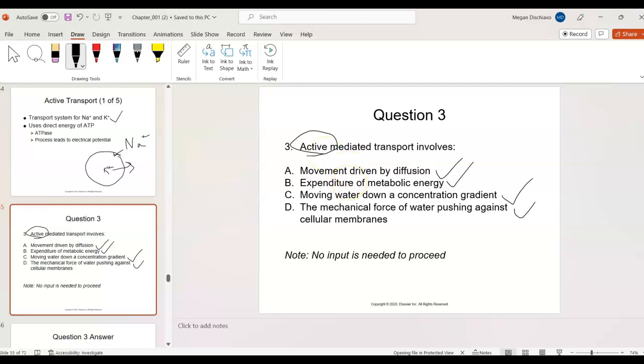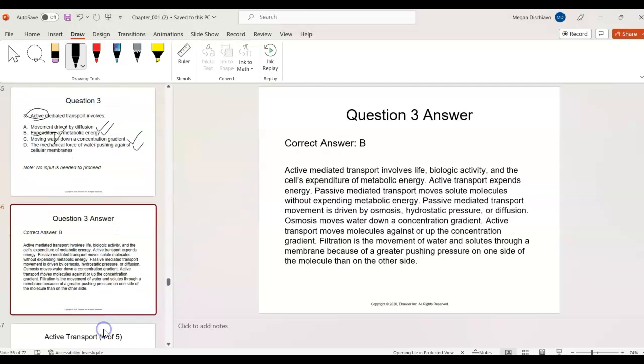Okay, if we're using ATP, what do you think? I would think this sounds like they're using expenditure of metabolic energy. Let's see if we're correct. B. Okay, so some of the questions are tricky like that, I think. So you've got to go through and look for those key terms: active, energy use, metabolic, expenditure. Okay, that's what they're getting at.